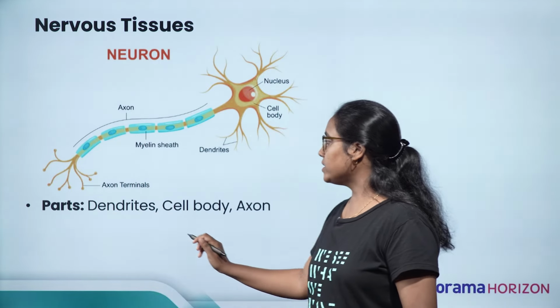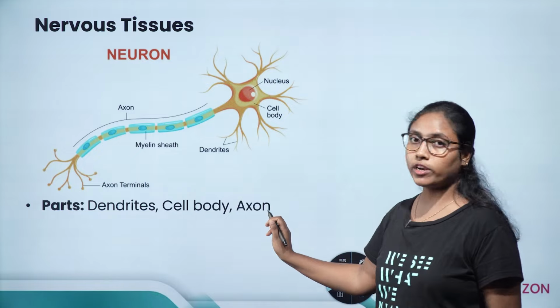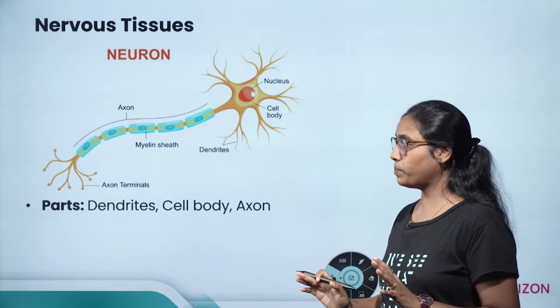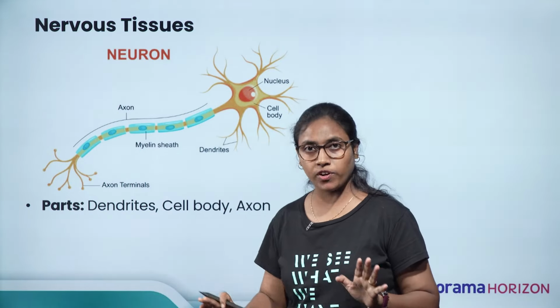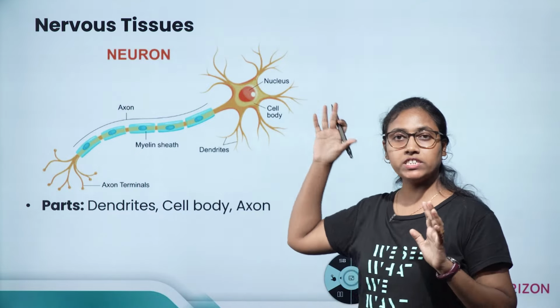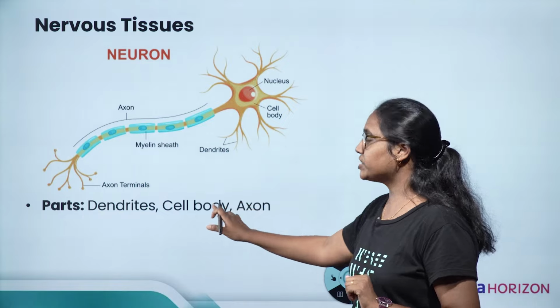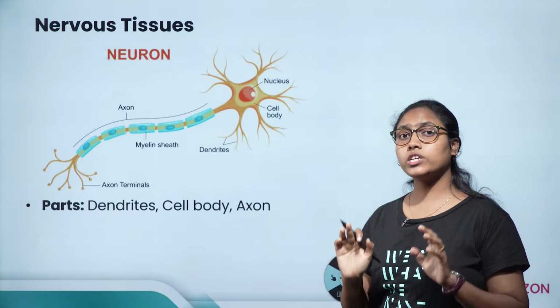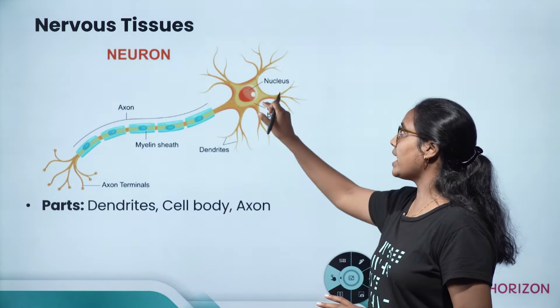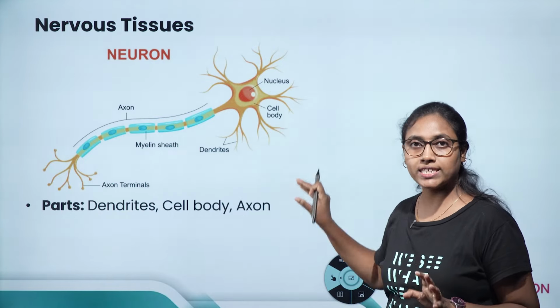Okay, the parts are dendrite, cell body and axon, the major parts, and I have told you what their functions are. Dendrites receive the signal from the previous neuron. Okay, it transfers it to the cell body. What does the cell body do? Cell body has the nucleus.